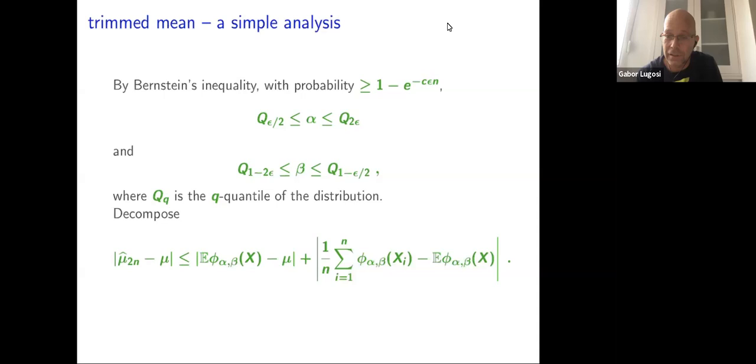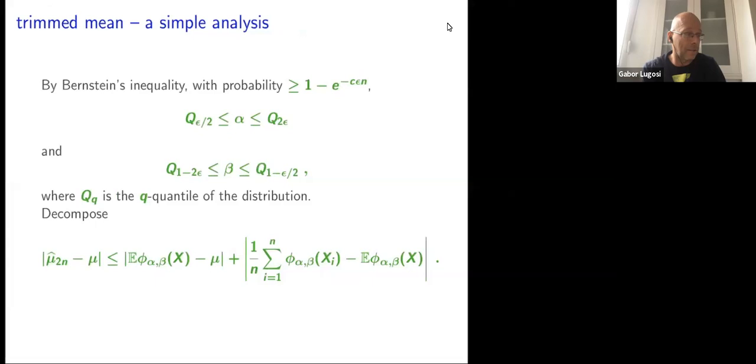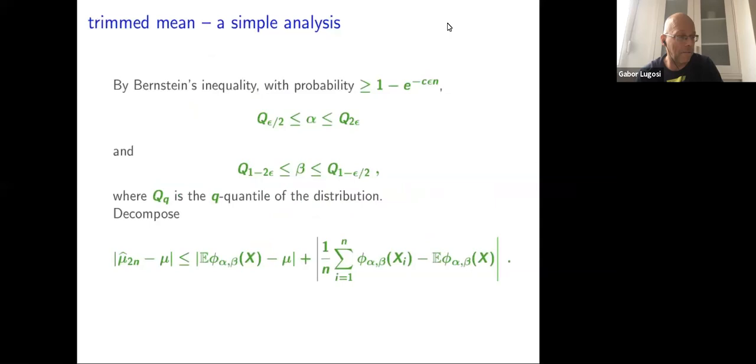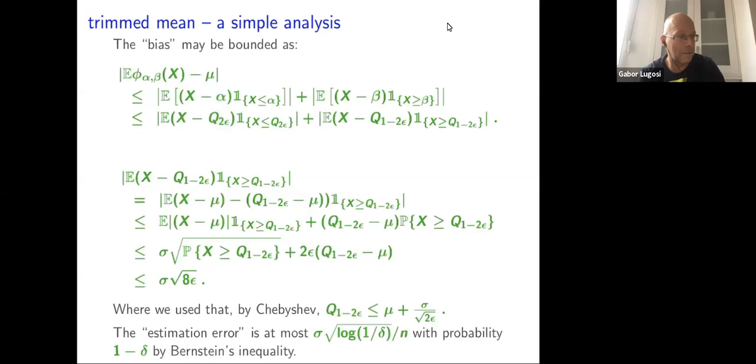Okay. And for the bias, well, that's also very simple, because you see this function phi. Remember, this is just this rectified linear unit. Okay, this only differs from the identity function if x is smaller than alpha or if x is bigger than beta. Okay, so there are two contributors to this difference. When x is smaller than alpha, then it's x minus alpha, and when x is bigger than beta, then it's x minus beta. Okay. Now alpha, because of the previous inequality, is smaller than q2 epsilon, so I can replace it by q2 epsilon, and the same thing for beta. Okay.